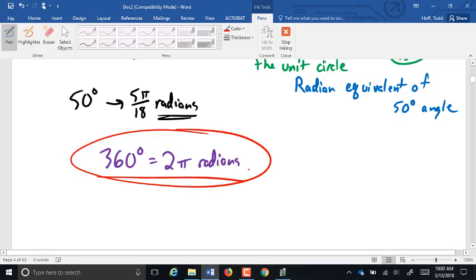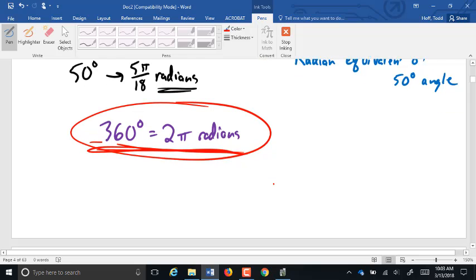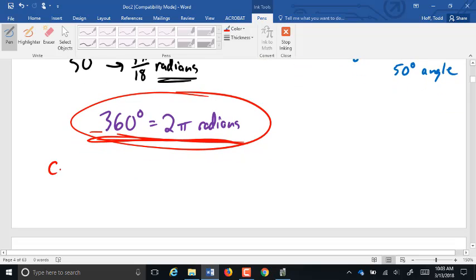Now, like I said, a lot of textbooks use 180 degrees equals pi. They're just dividing out the 2. I usually leave it as 360 equals 2 pi just because I know where that comes from, so it's easy for me to remember. But if I want to convert, let's say you asked to convert 120 degrees to radians.